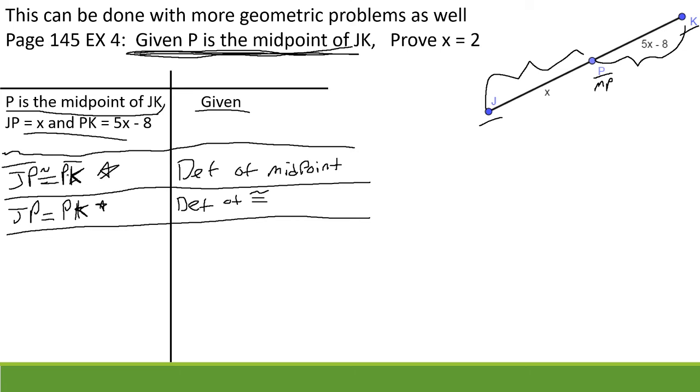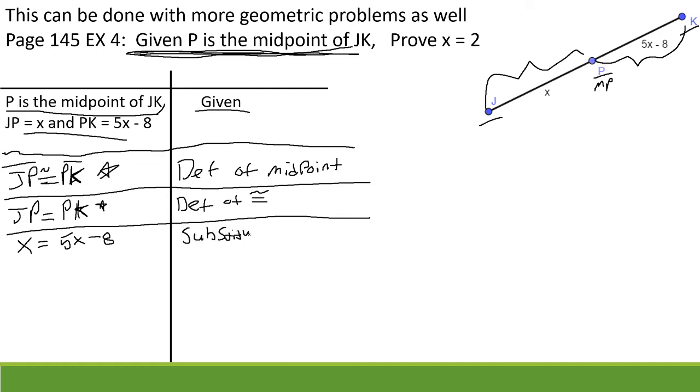So now what we do is we say, okay, this is the value of JP. Well, the value of JP is x, so I'm just going to put in x. This is the value of PK. Well, the value of PK is 5x minus 8, so I'm just going to put 5x minus 8. Now, again, we have to back this up. So how can we back this up? Well, this is the substitution.